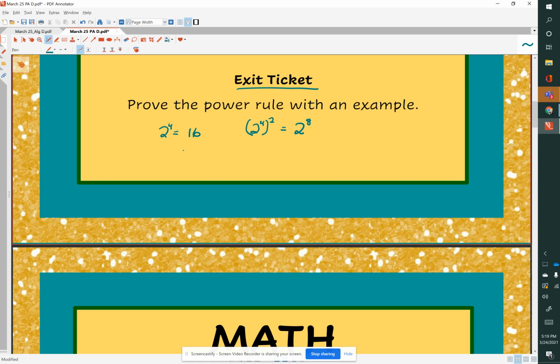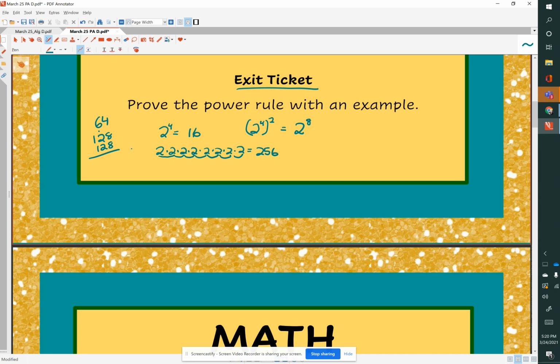So that should be the same as 16 times 16. So 2 times 2 times 2 times 2 times 2 times 2 times 2 times 2. 4, 8, 16, 32, 64, and then 64 and 64 is 128, 128 and 128 is 256. So that's 256.